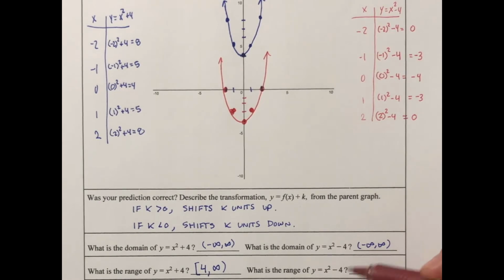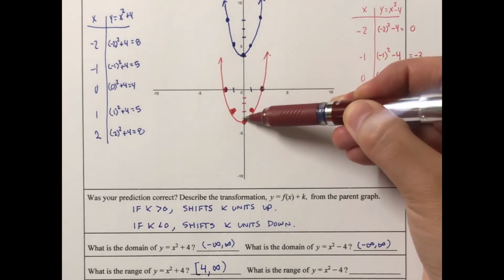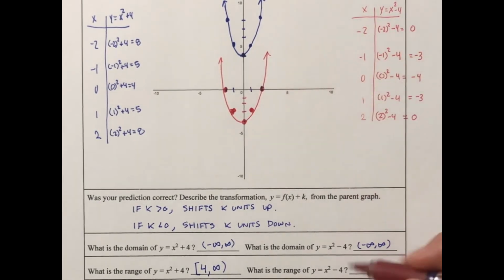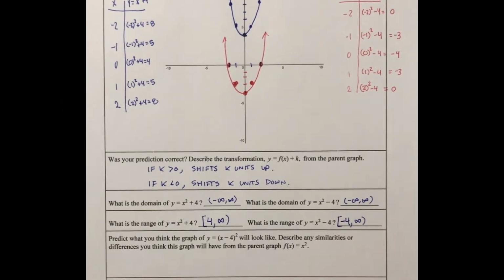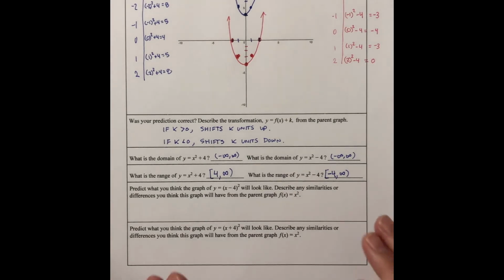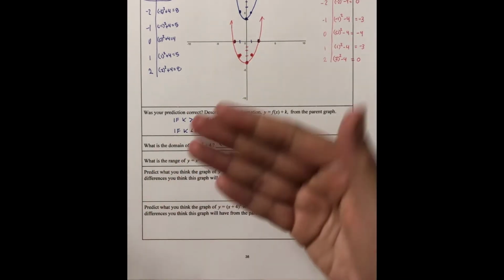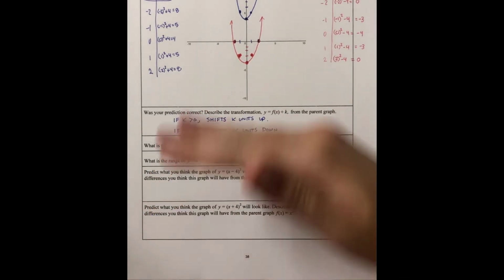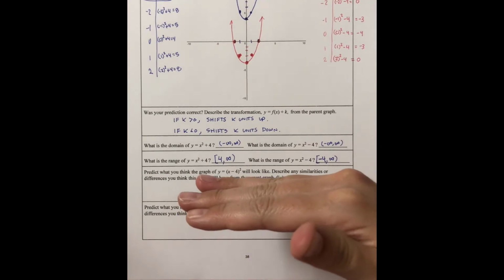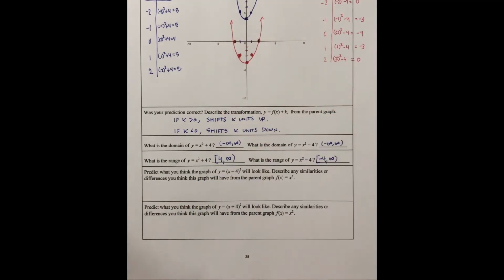When we subtracted 4, our parabola moved down, so our lowest y value was at -4, and then the rest of the graph goes up. So it goes from -4 all the way up to infinity, again with a bracket there. So we have quite a few transformations so far, and we're working our way through the rest of them. But so far the graphs can flip, they can stretch or compress, and now they can shift up or down.